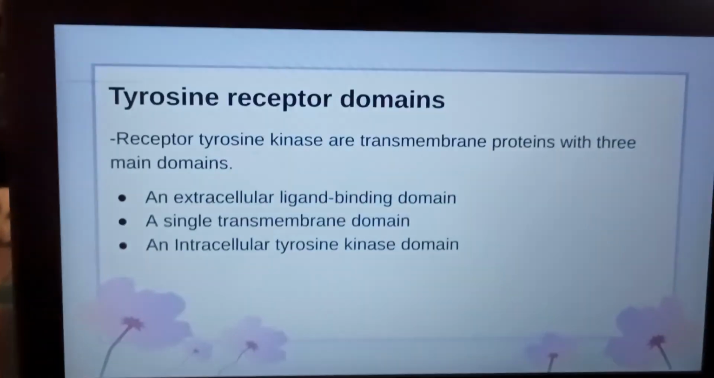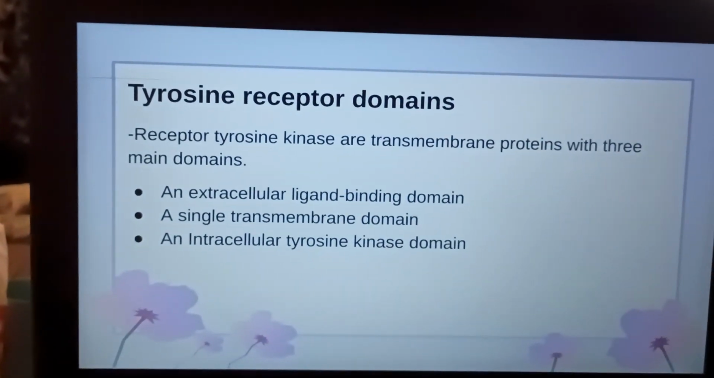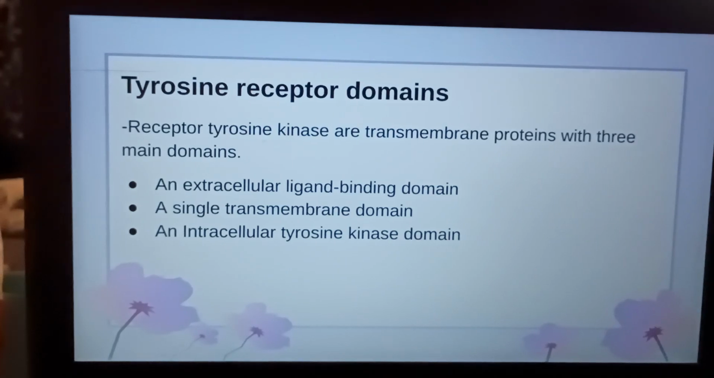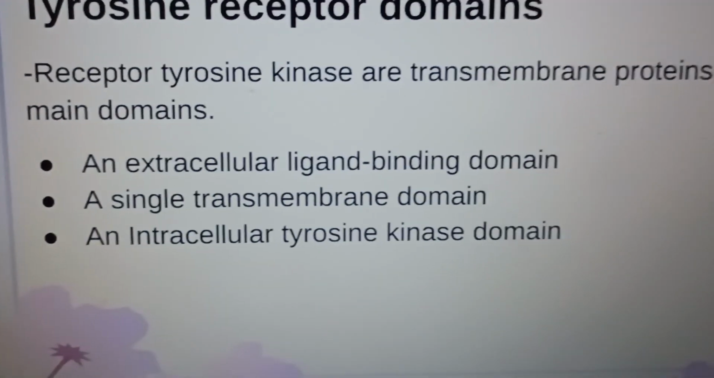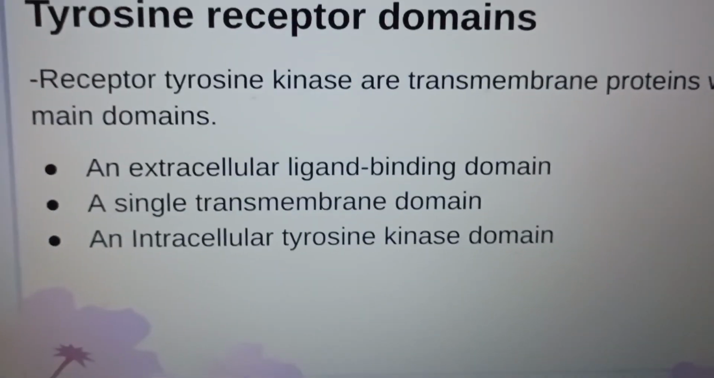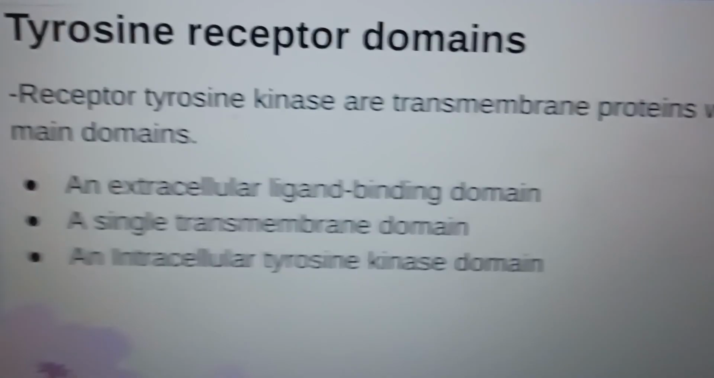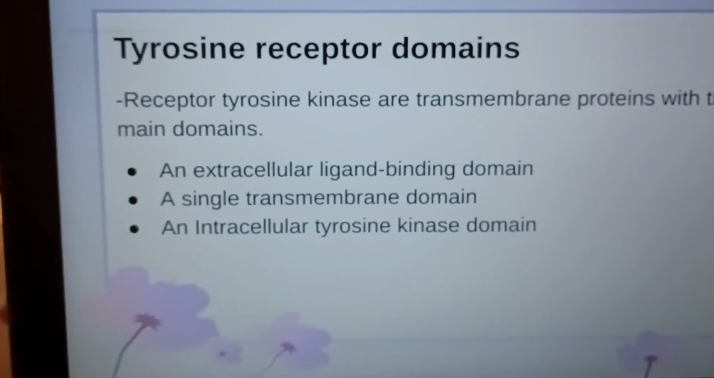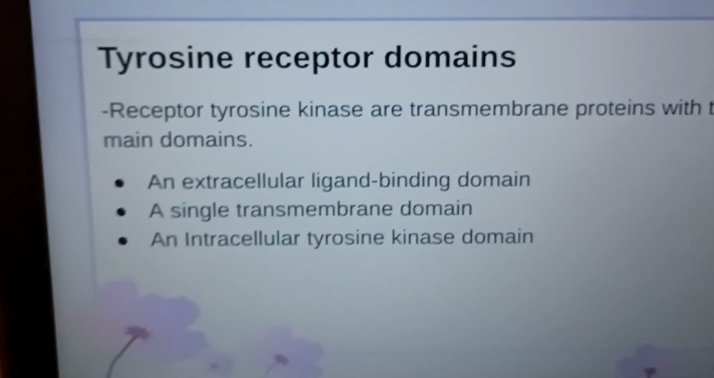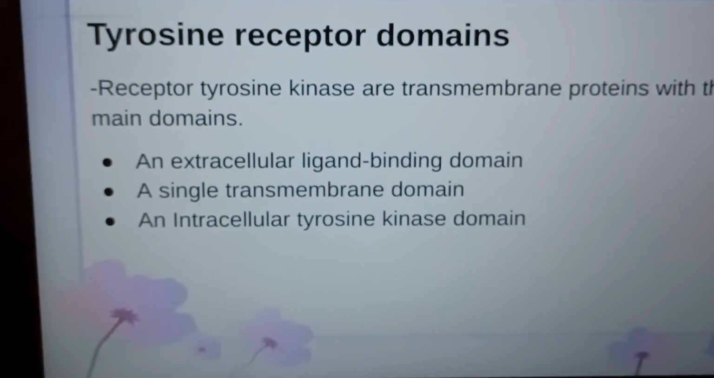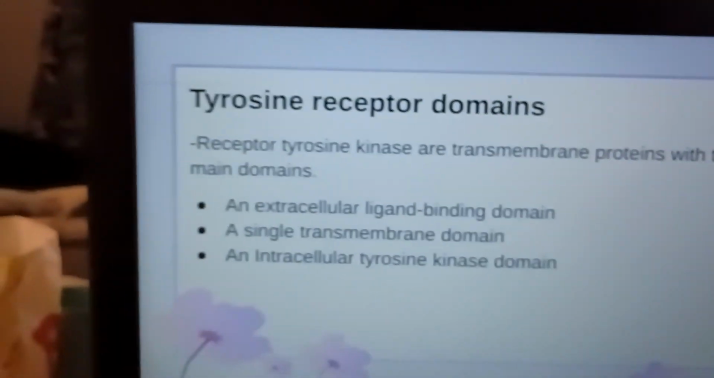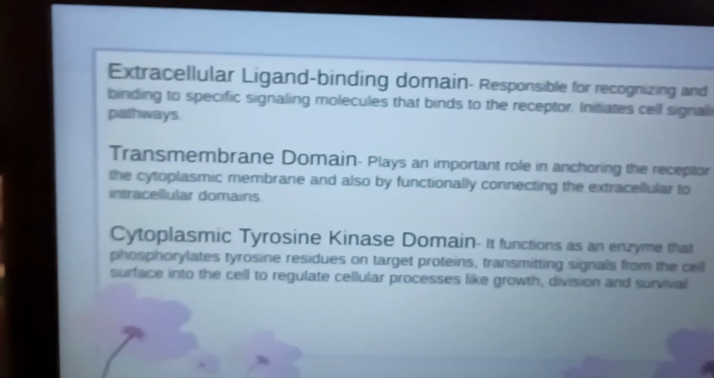Tyrosine receptor domains. Receptor tyrosine kinases are transmembrane proteins with 3 main domains. An extracellular ligand binding domain. A single transmembrane domain. An intracellular tyrosine kinase domain. And that's the domains right there.